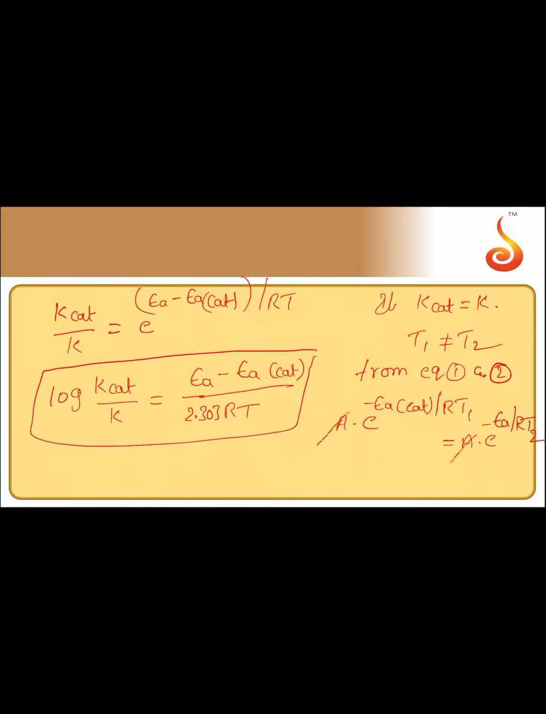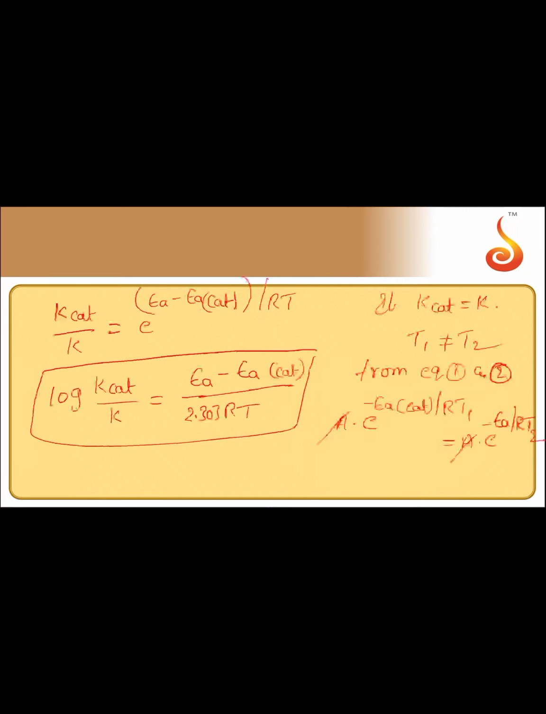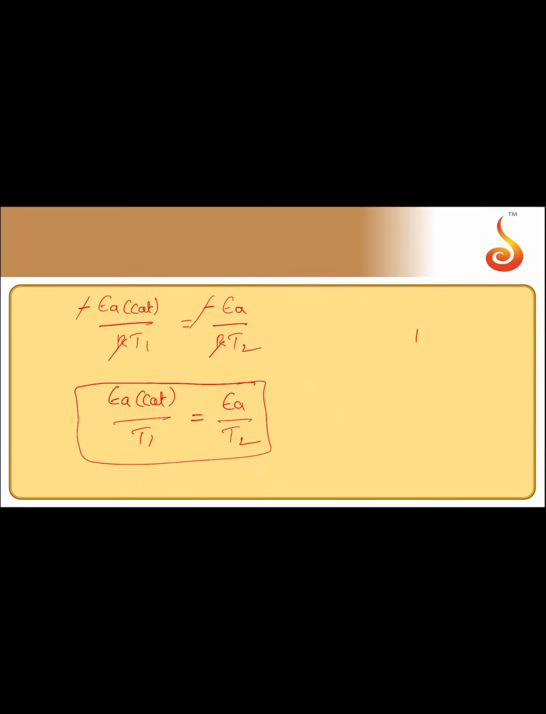If we cancel A, then we can write minus Ea catalyst by RT1 is equal to minus Ea by RT2. Minus we can cancel, R also we can cancel, then we'll get the equation Ea catalyst by T1 is equal to Ea by T2. These are the two equations. Based on these two equations, this is one equation and this is another equation. Problems are also given. So like this, we'll get these two equations.